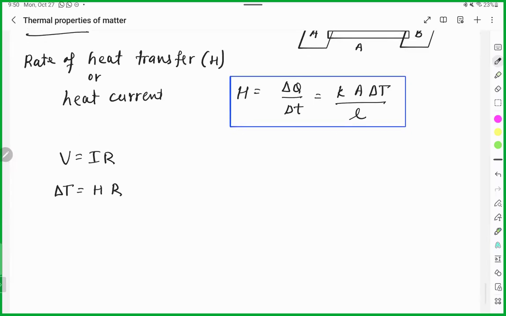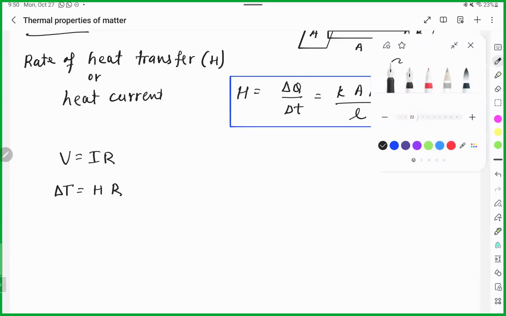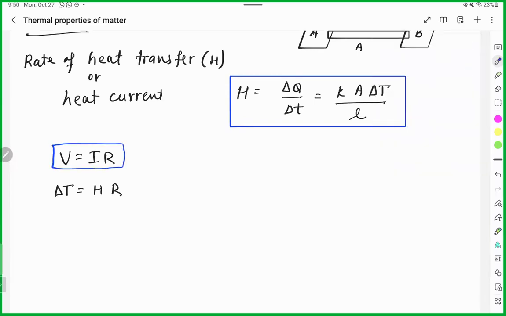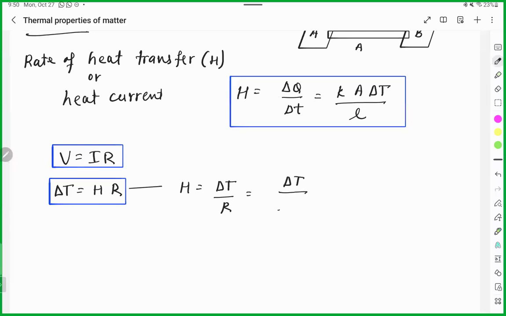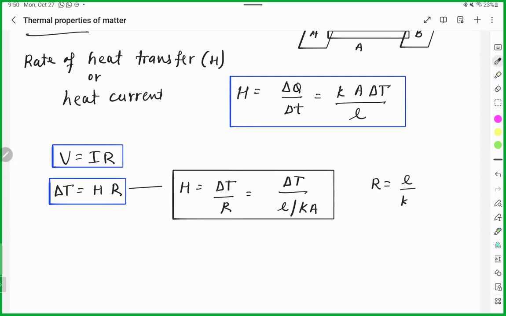So V is equal to IR in case of Ohm's law. In the same way, here we have delta T, the change in temperature, which is responsible for the heat current. So through this, you will come to know that H is equal to delta T by R, correct? Delta T is the same, so the R value will be equal to L by KA. This proves that here R is the thermal resistance, and this R value is equal to L by KA.